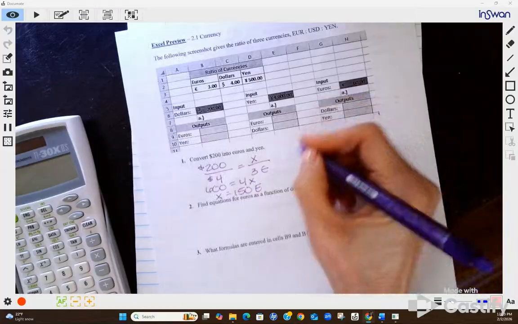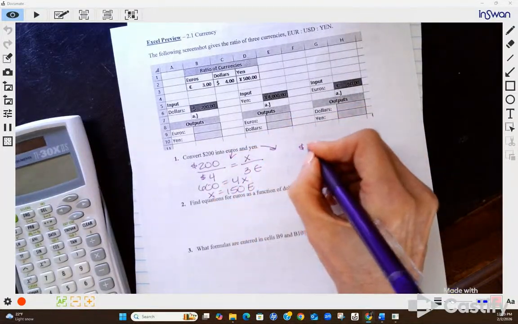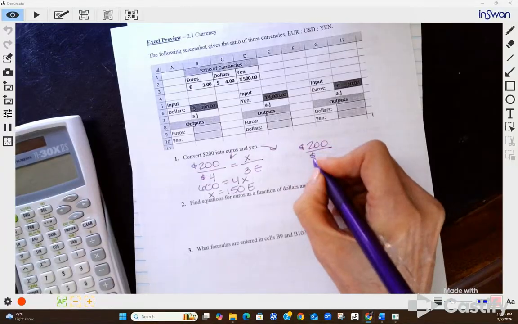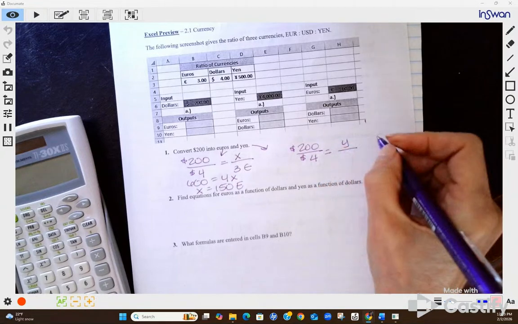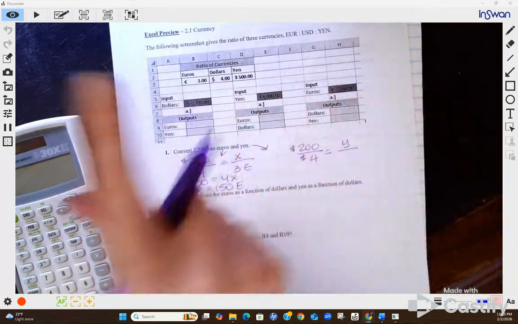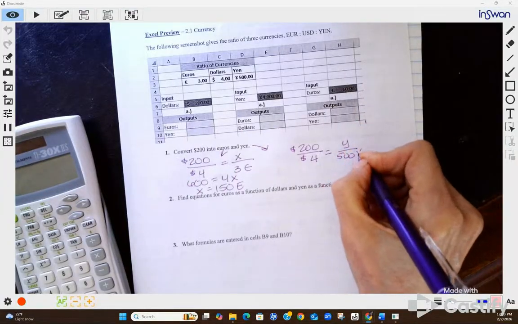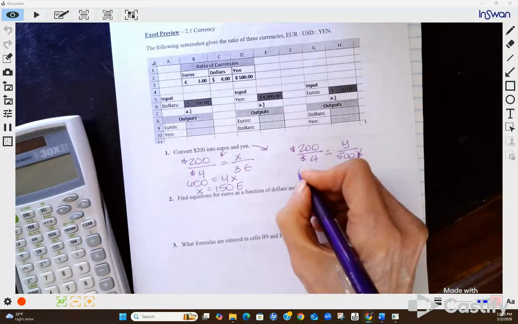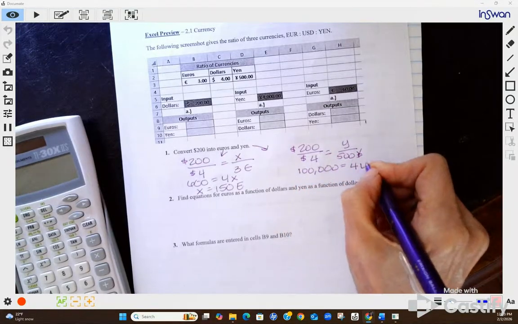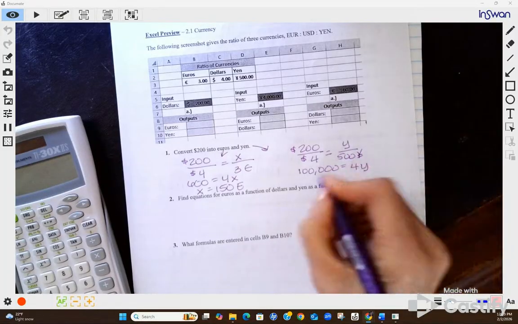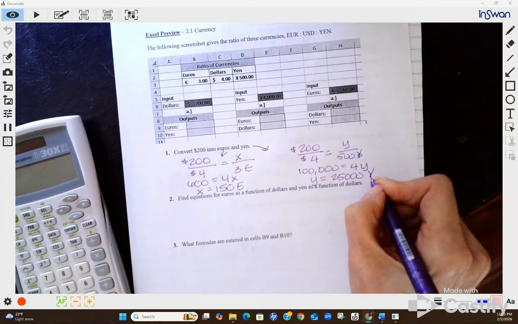I don't know why I wrote the E like that. Okay, so that'd be euros. For yen, still $200, and the exchange rate is still $4. But now I want to know how many yen that is. And from here, the $4 goes with 500 yen. Cross multiply, you get 100,000 equals 4y, divide by 4, and it is 25,000 yen.